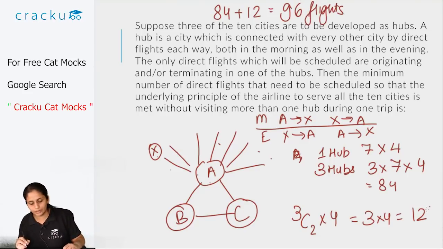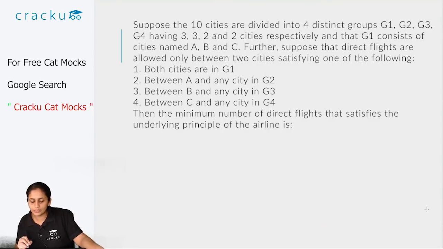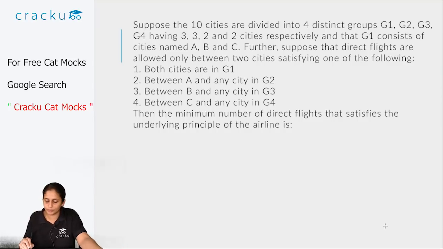Now let's go on to the next question. Suppose the 10 cities are divided into 4 distinct groups, G1, G2, G3, G4 having 3, 3, 2, 2 and 2 respectively, such that G1 consists of A, B and C. Further, suppose that direct flights are allowed only between 2 cities satisfying the following: both cities are in G1, between A and any city in G2, between B and any city in G3, between C and any city in G4. Then the minimum number of direct flights that satisfy the given principle is.